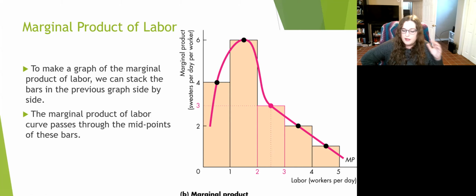But let's say that they're doing well. 1 worker in the front, 1 worker in the back, they're good. Well, if I throw in a third worker, the third worker is not going to be as productive, right?